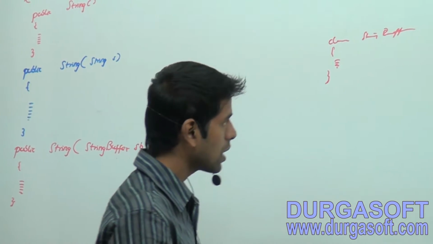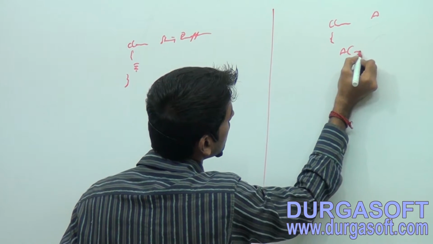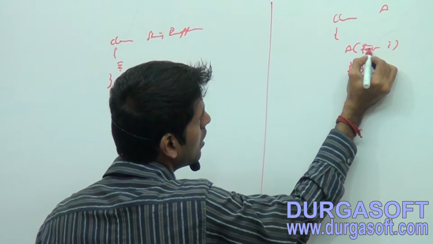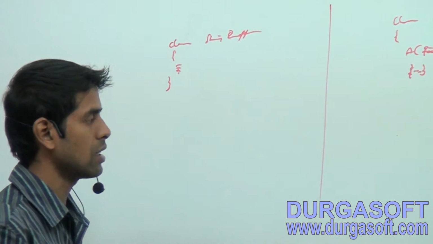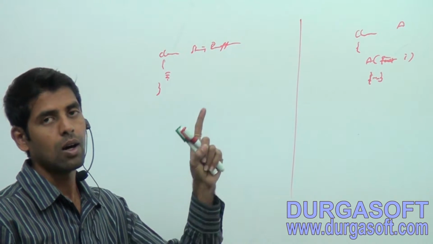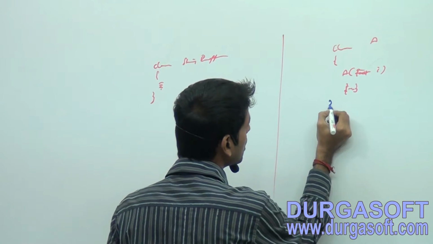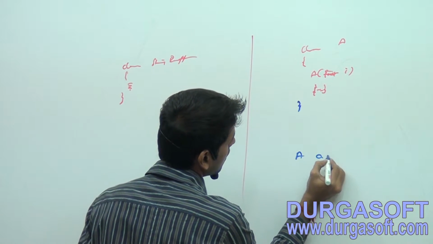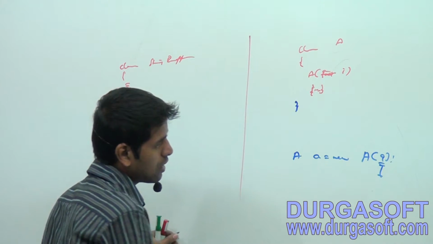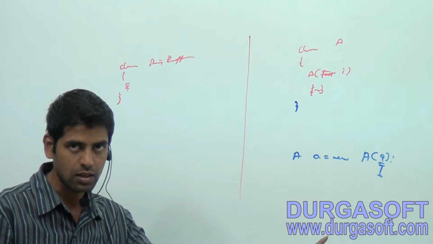Now just observe here, class A has an int argument in its constructor. Now let me know how to create an object for class A: A a = new A(9). Any int literal I have to pass. Yes or no? Yes, right.